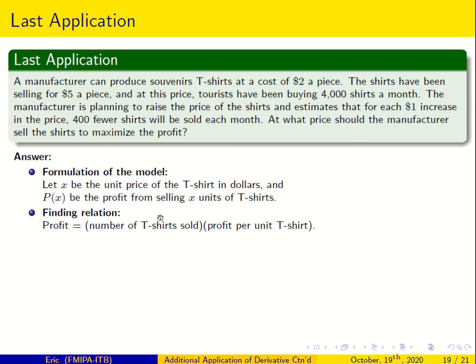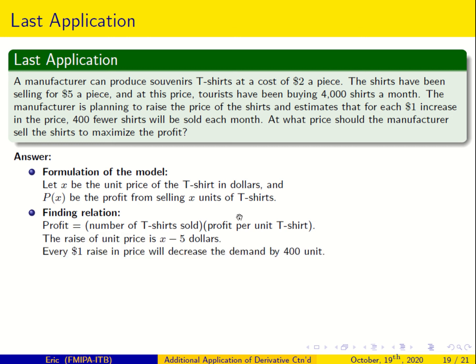Okay, defining the relation. Profit should be the number of t-shirts sold times the profit per unit t-shirt. Yeah, it is easy. So the raise of unit price is X minus 5. If now the unit price is $6, it is raised by 1, so the raise is given by 6 minus 5. If the unit price is increased to $7, the raise is given by 7 minus $5. If I have X, the raise should be X minus $5. Don't forget this, the increase from $5.